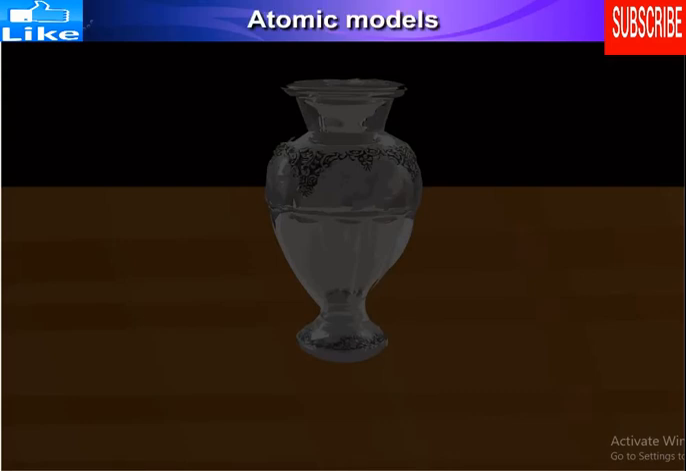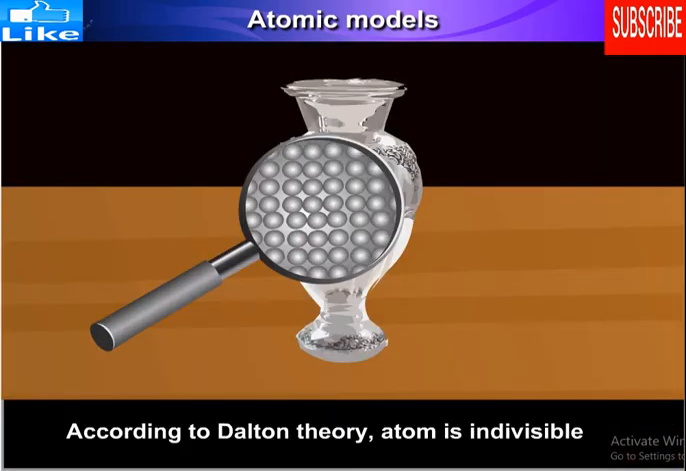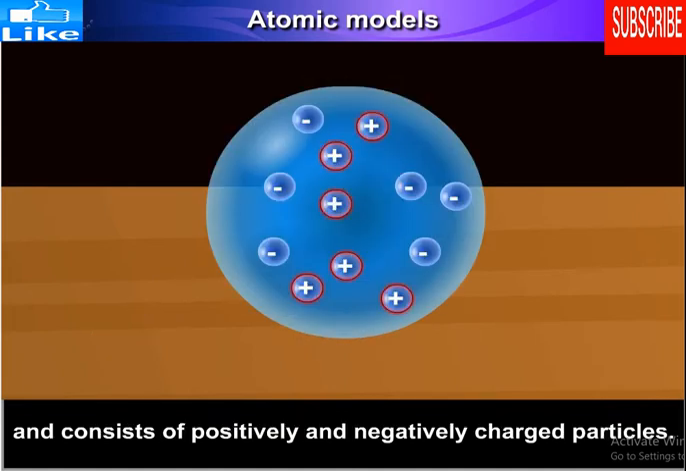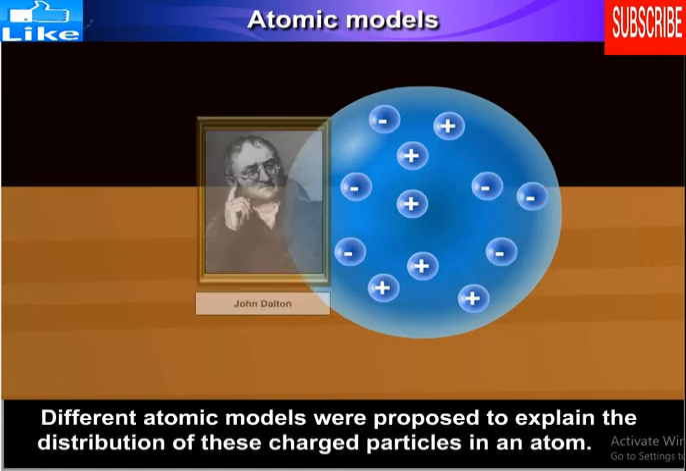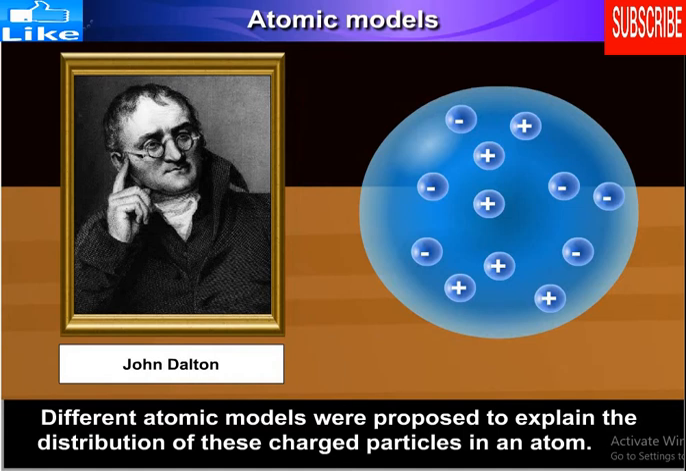Atomic models. According to Dalton theory, atom is indivisible and consists of positively and negatively charged particles. Different atomic models were proposed to explain the distribution of these charged particles in an atom.